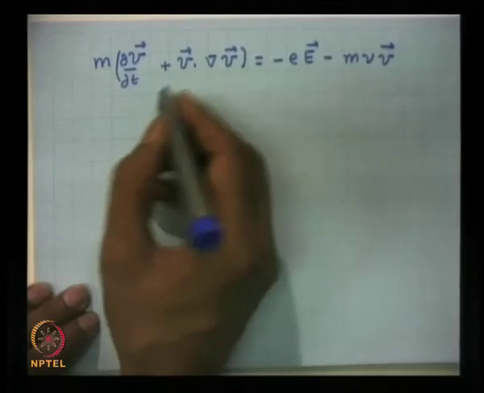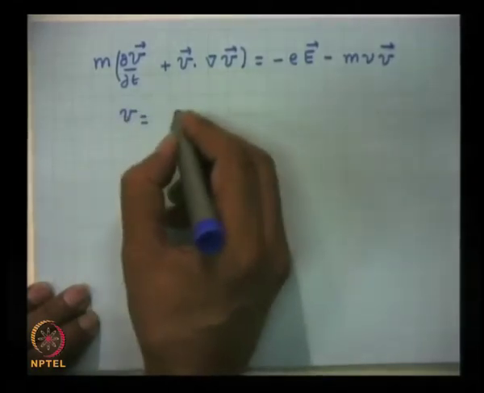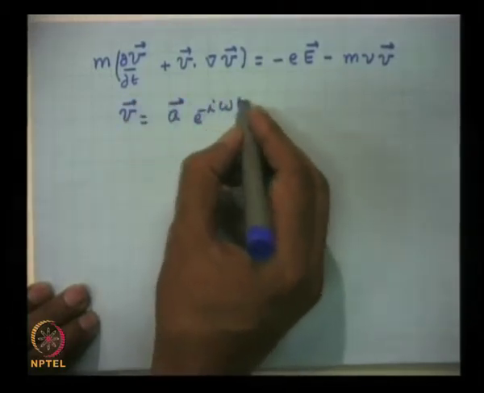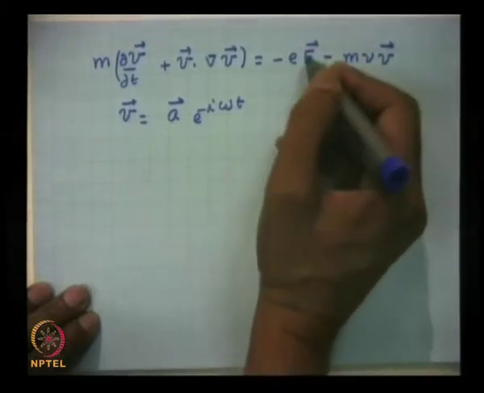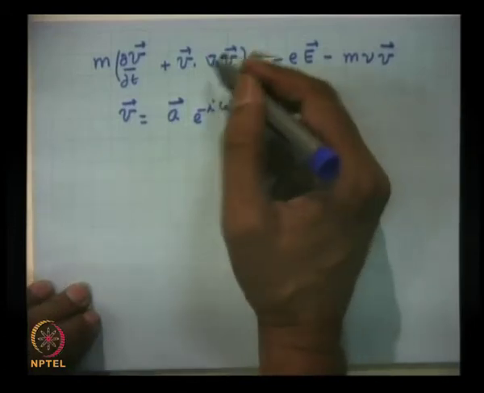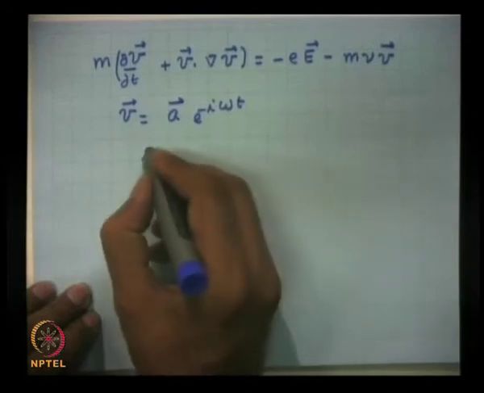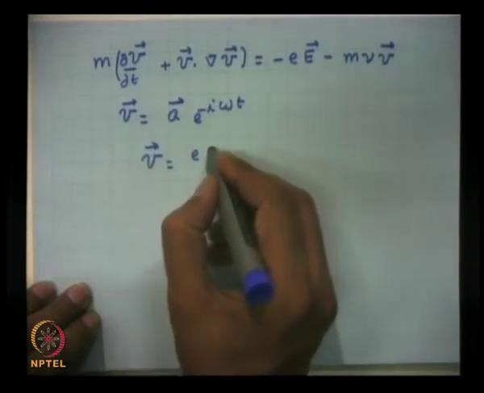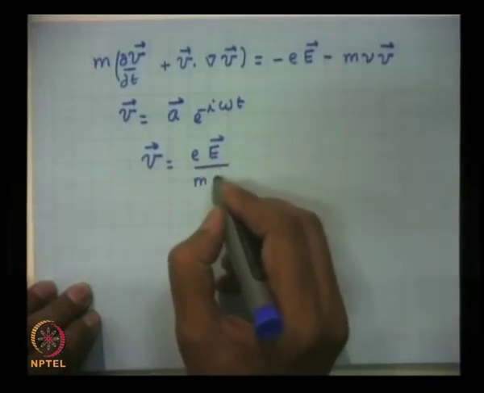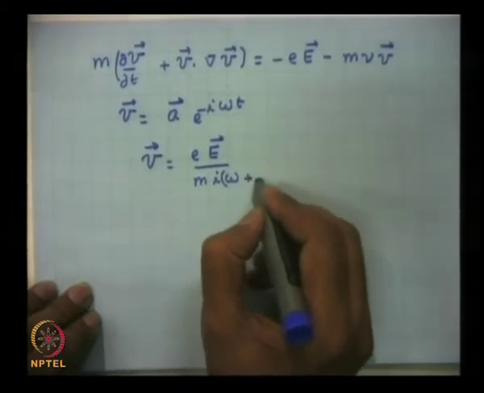So, what we do? We normally write V as A exponential minus I omega t, because of the electric field having time dependence like this. We write like this and linearize this equation and solve it. We obtain V is equal to E upon m, I omega plus I nu.